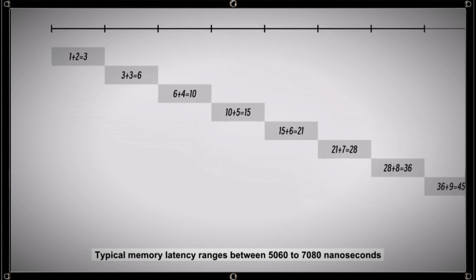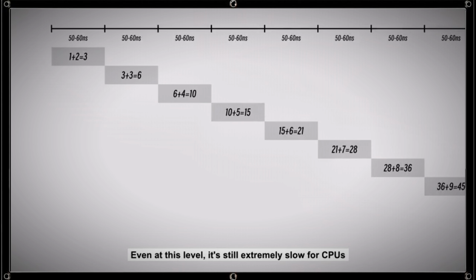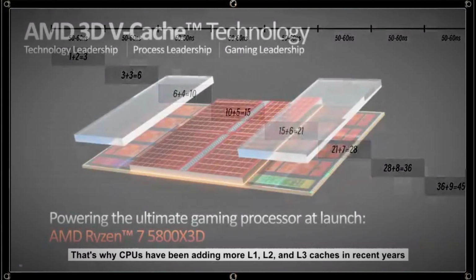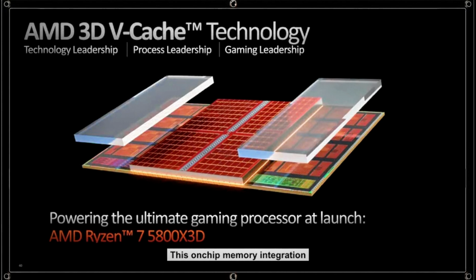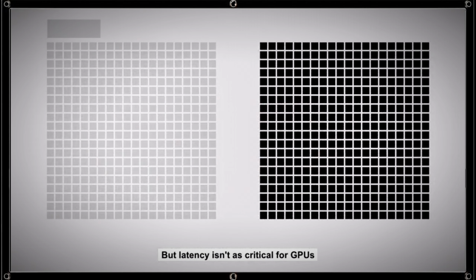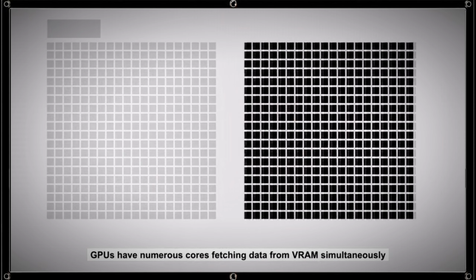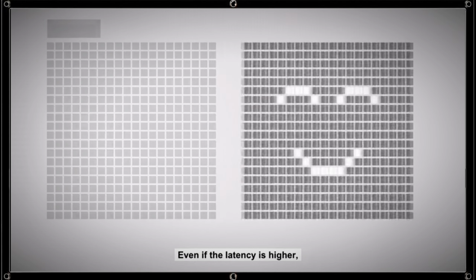Typical memory latency ranges between 60 to 80 nanoseconds. Even at this level, it's still extremely slow for CPUs. That's why CPUs have been adding more L1, L2, and L3 caches in recent years. This on-chip memory integration aims to minimize memory access as much as possible. But latency isn't as critical for GPUs. GPUs have numerous cores fetching data from VRAM simultaneously, even if the latency is higher. Because it's happening in parallel, the overall processing speed isn't noticeably slowed.